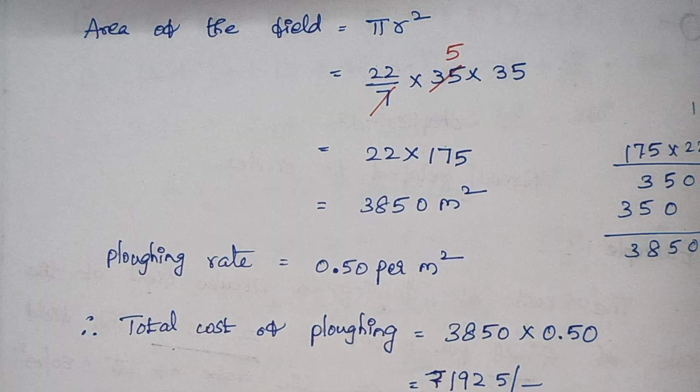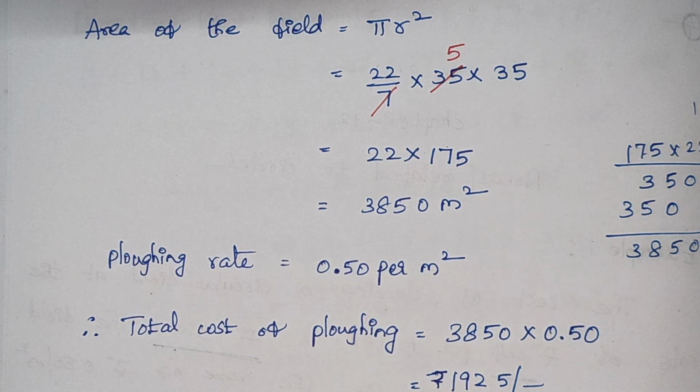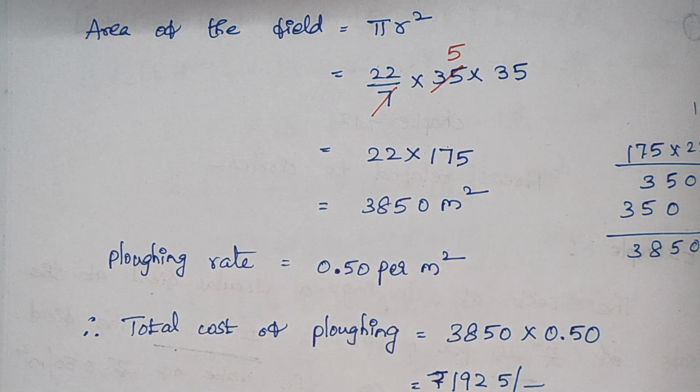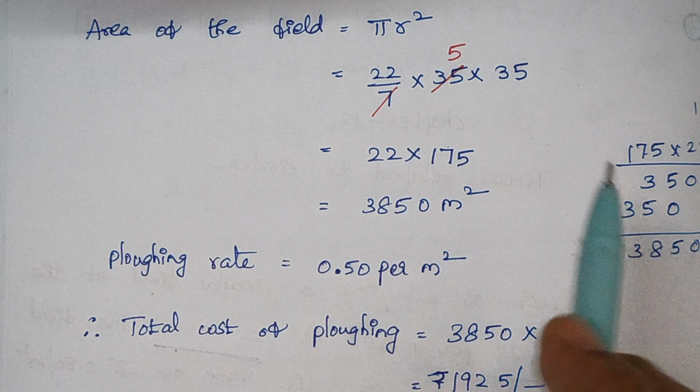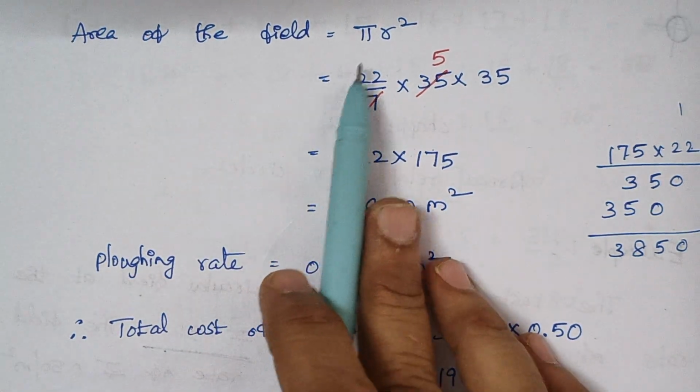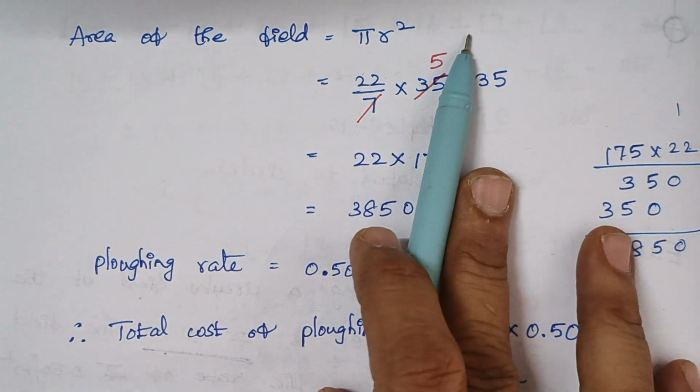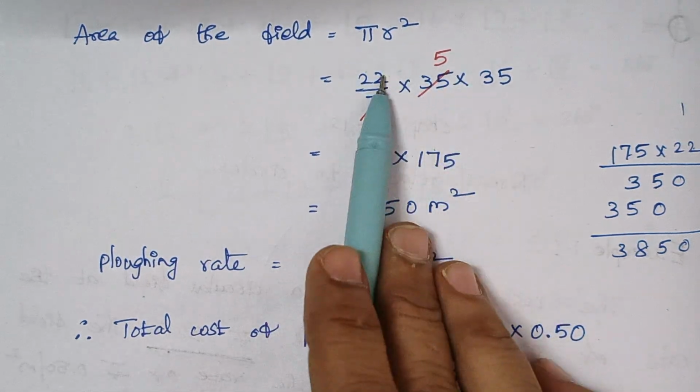Right. So once we know the radius, it is very easy to calculate the area. Right. So what is the area of the circle? Because here the field is a circular field. So area of the field is given by the formula pi r square, right? So the value of pi is 22 by 7.